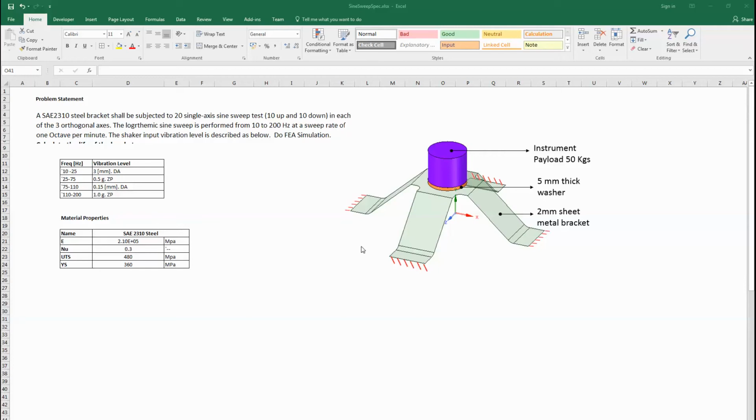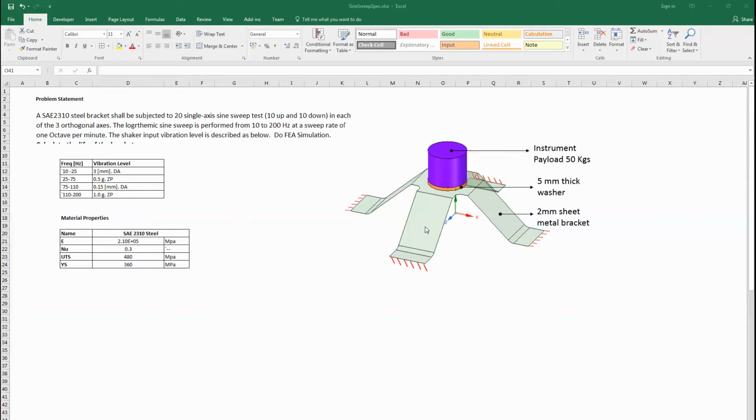Hi. Today I'm going to demonstrate how to set up a virtual shaker test simulation using Ansys. To understand the procedure, let's consider a simple problem. There is a sheet metal bracket mounted on a product like an automobile or ship or airplane.